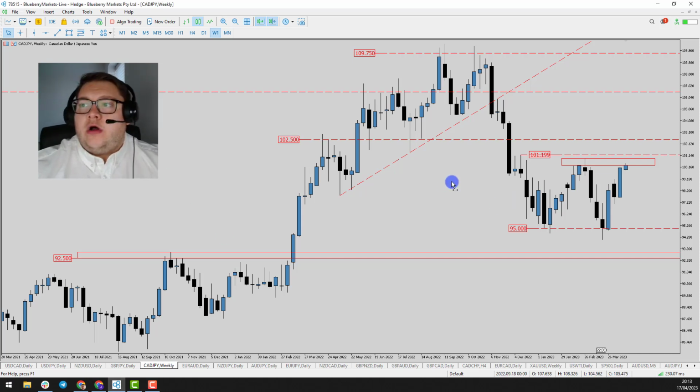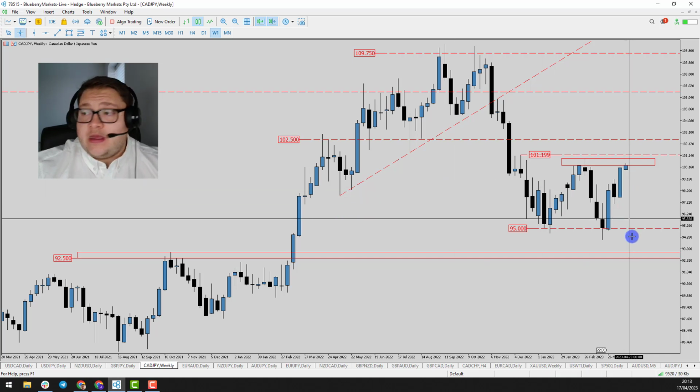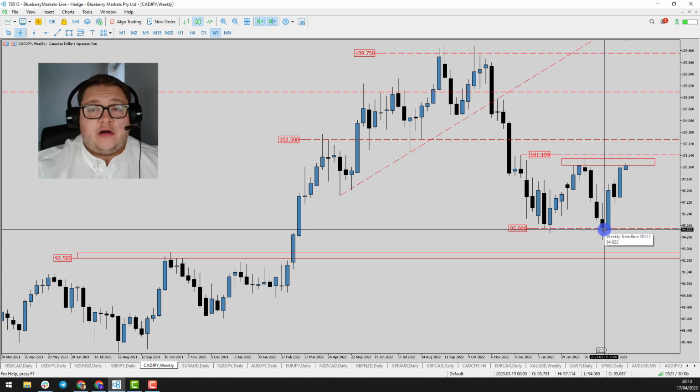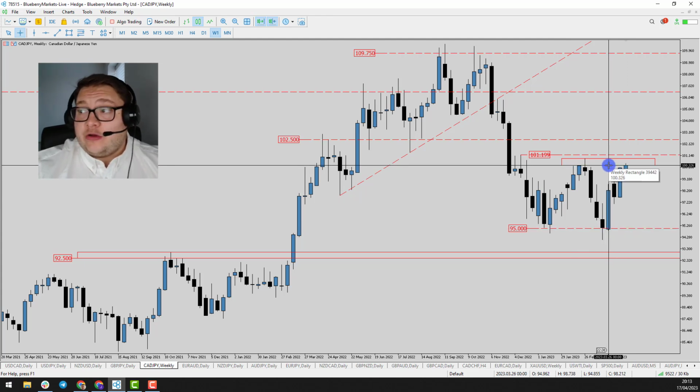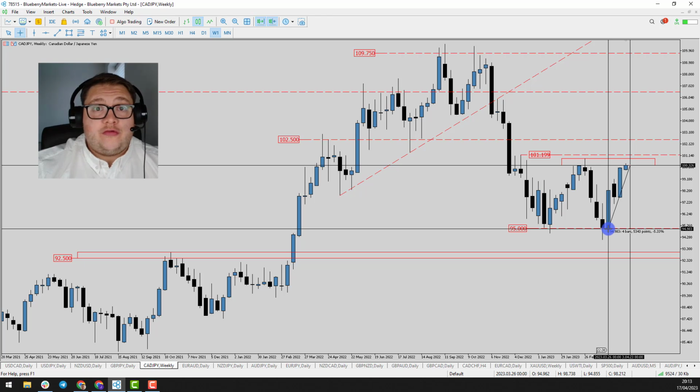We can see that we're on CAD yen weekly time frame. The last time we spoke about this currency pair was that if it held above the 95 area, we could see a move back up into the 100.30 area, and you can see price has done exactly that. So there was a good 530 pip move there that you could have potentially looked for on CAD yen.